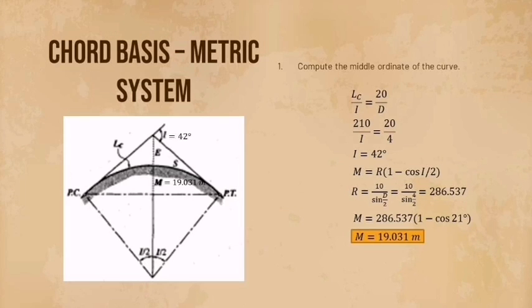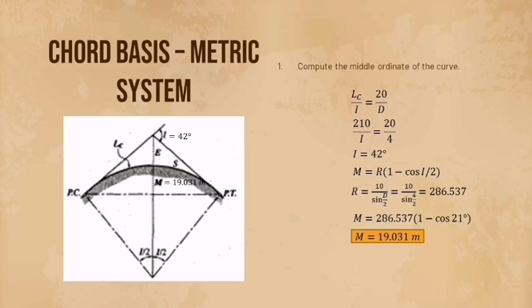So after answering this question by arc basis, English, and metric system, we'll try to answer this in chord basis, metric system, and English system. So this is the first system, which is the metric. Number 1, compute the middle ordinate of the curve. Length of curve over the angle of intersection equals 20 over degree. So we substitute the value and we will get the same answer, the 42 degrees.